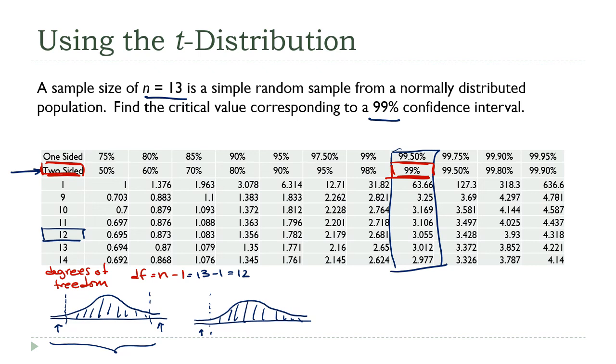All right, so looking in this column and this row, my critical value for this question would be 3.055. So if I were trying to do a confidence interval, right, this is the number that I would use as my critical value. In other words, as my t-score. Okay, so in the next lecture, we're going to use this new distribution to actually calculate confidence intervals, specifically confidence intervals for a population mean.